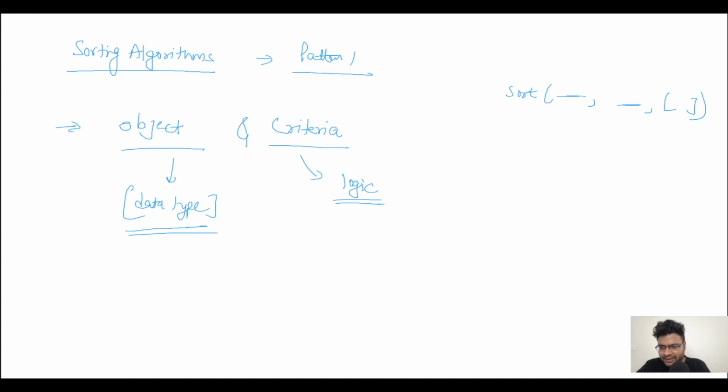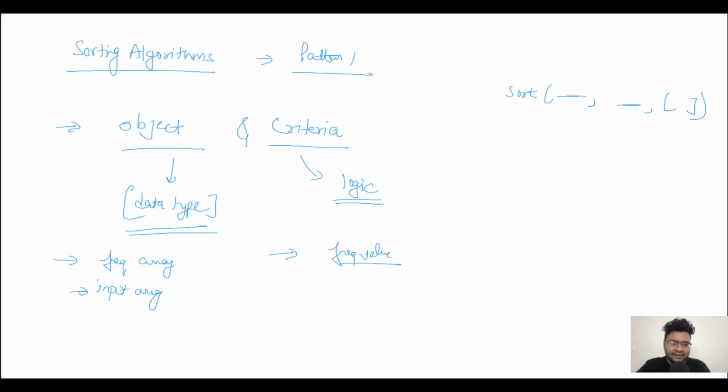So frequency array is my object. And what is the criteria? Criteria is the frequency value. Now object could also be the input array. You can also take object as the input array, but both of them are generally objects only. We are making use of two different objects: the first one is the input array and the second one is the frequency array, in order to sort the numbers on the basis of the frequency.